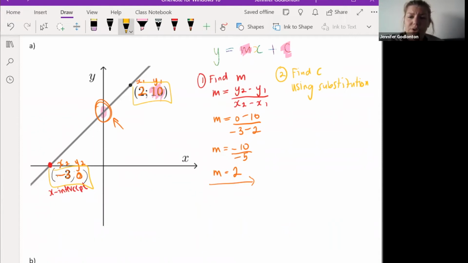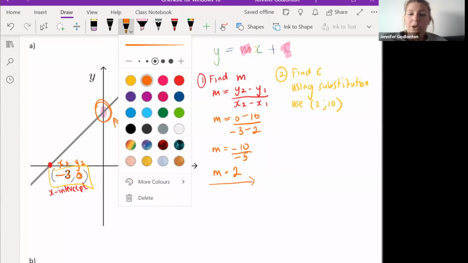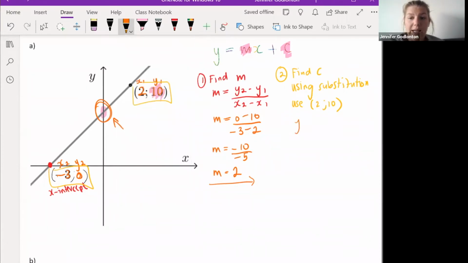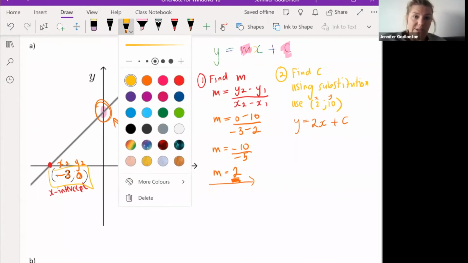So I'm going to choose to use 2 and 10. Okay. So let's put in the information we know so far. Right now, we know our equation is y is equal to 2, because our gradient is 2, x plus c. That's what we know at the moment. We know that this is x. We know that that is y. So we're going to substitute those values in.